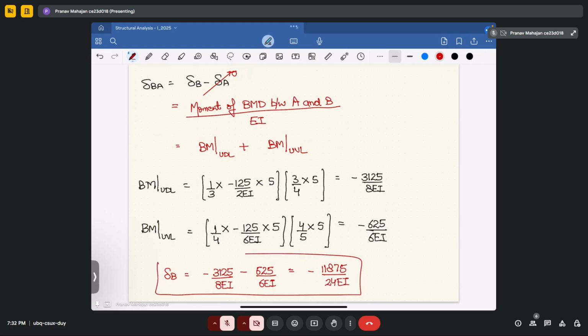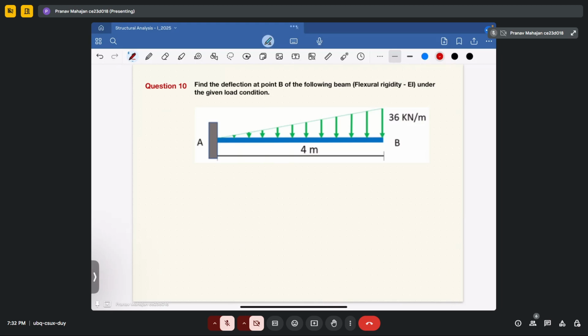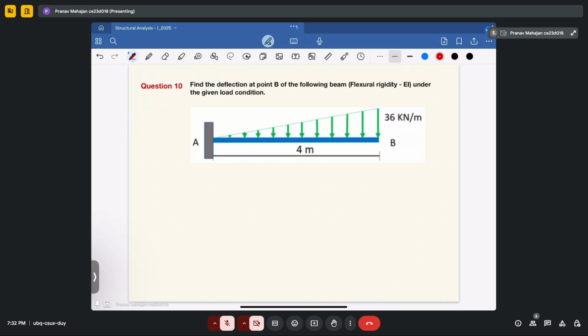Okay, so this is how you will solve the problems related to calculation of deflection and slope. Now one last problem. In this, you have to find the deflection of uniformly varying load at point B. Now in this case, you can see the problem is reversed. Earlier, your maximum uniformly varying load is coming out at point A. Now in this case, the maximum uniformly varying load is coming out at point B.